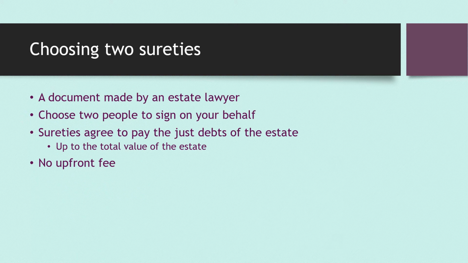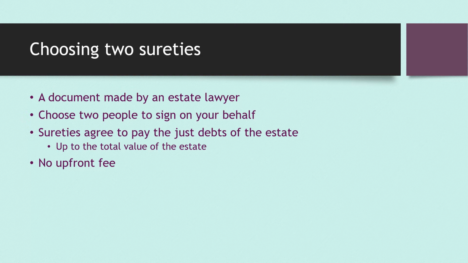The second option for obtaining an administration bond is to have two sureties sign a bond on the applicant's behalf. This bond is prepared by a lawyer rather than by an insurance company. By signing the bond, the two sureties agree to pay the just debts of the estate up to the total value of the estate if the administrator is negligent. This means that if the administrator takes the money in the estate, the two sureties will be responsible for the debts in the estate. The sureties can be any adult who resides in the jurisdiction where the estate is located. Often, applicants choose their spouse or child.